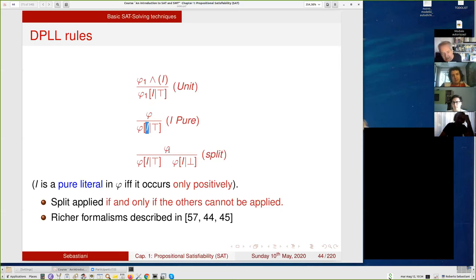And the split case instead: these were deterministic steps. The non-deterministic step instead is the one in which you first assign a given literal to true and simplify the formula accordingly, or assign it to false. Again, tertium non datur. Either L is true or L is false. So you try two distinct branches, the one in which a given variable is assigned to true or the one in which it's assigned to false. Importantly, always apply the split rule after the other two.